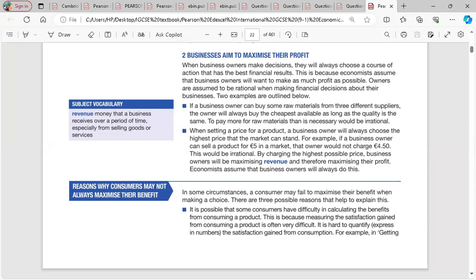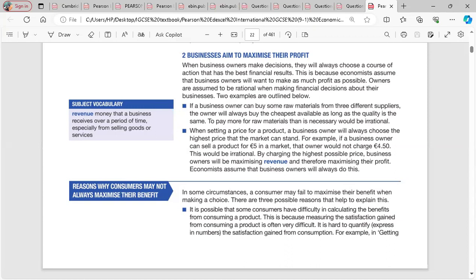Then the second one is, when setting the price for a product, a business owner will always choose the highest price that the market can stand. So for producers, they choose the cheapest product. They choose the cheapest price in as much as the quality is the same. Do you get it? Then they have to sell the product, yes or no? Yes. They choose the highest price that the market can withstand.